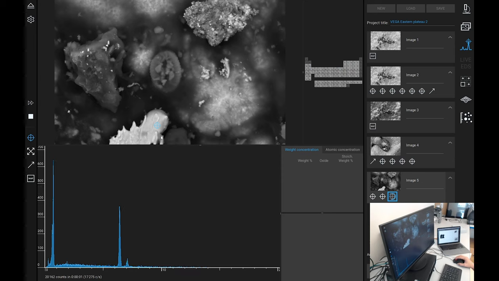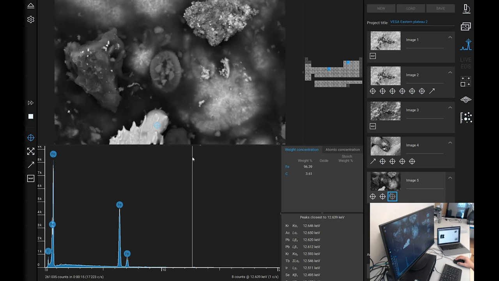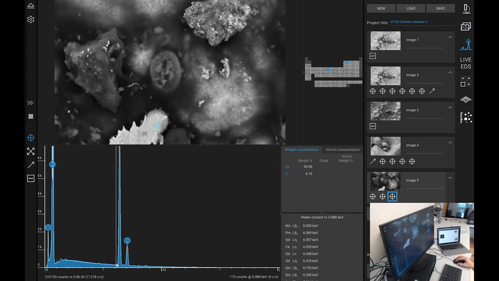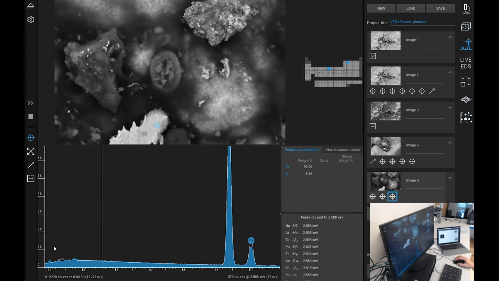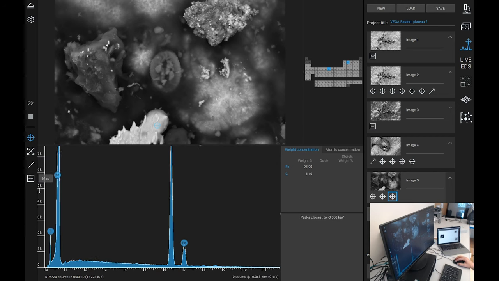What's this blob here? Well, that is iron. Atomic concentration, iron and carbon, this little sphere with this trail coming off to one side. How about that? It's a comet of iron. Basically pure iron and carbon. Who would have thought? There's nothing else there. That's pure as it comes. That's it. Iron.